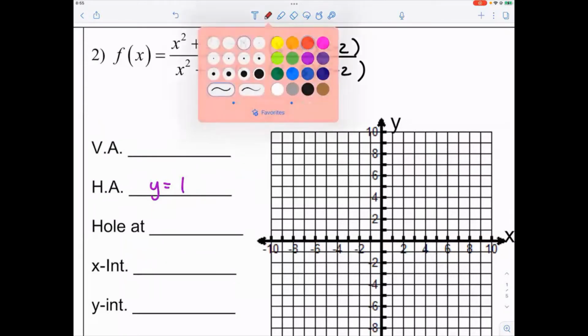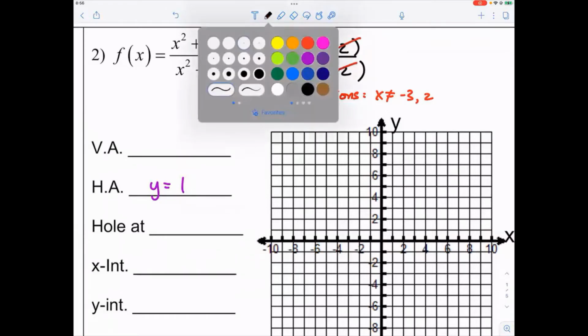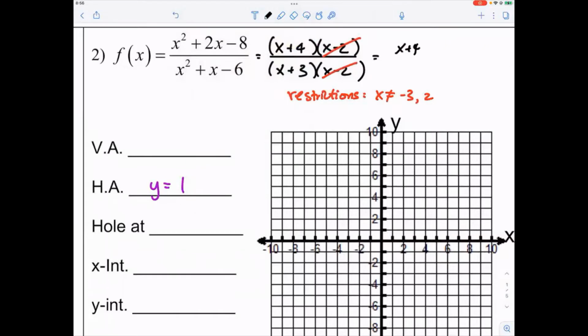So again, let's go ahead and write down the restrictions. And we say x cannot be -3, and x cannot be 2, because they would both make the denominator 0, and they will be undefined. And what you can also see is that the x minus 2 would get canceled out, which gives you a reduced expression of x plus 4 over x plus 3.